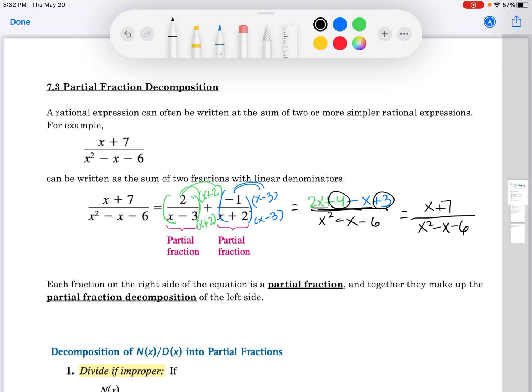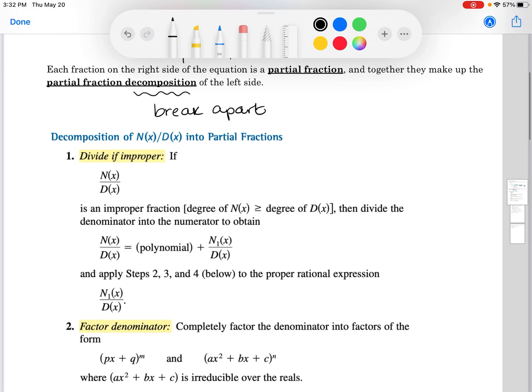They are equivalent. So each fraction on the right side of this equation is called a partial fraction. Together, they make up the partial fraction decomposition. And decomposition just means to break apart or to break down. Okay, so we can decompose our rational functions really in a few different ways.